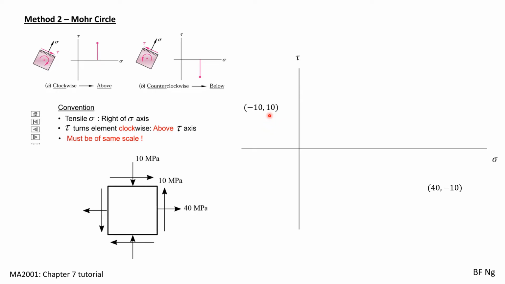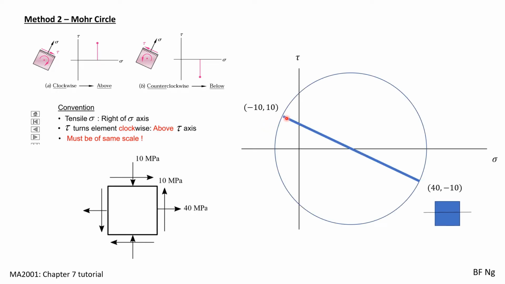The next step is to draw the Mohr circle, where we have a line that joins the 2 points, and subsequently we draw a circle where the diameter of the circle is the line between the 2 points. This line itself corresponds to the element that is upright.